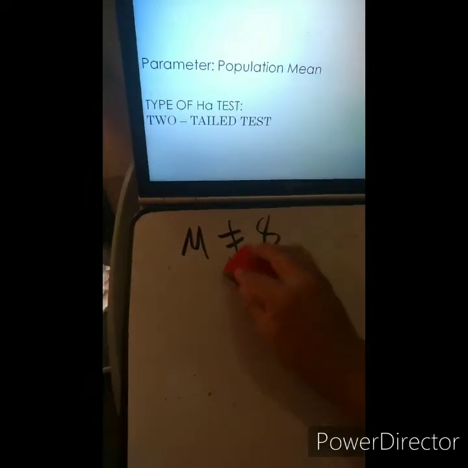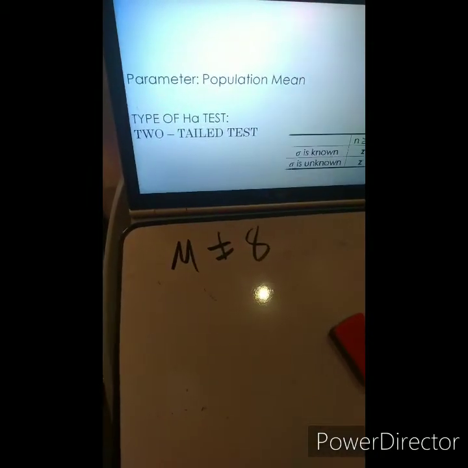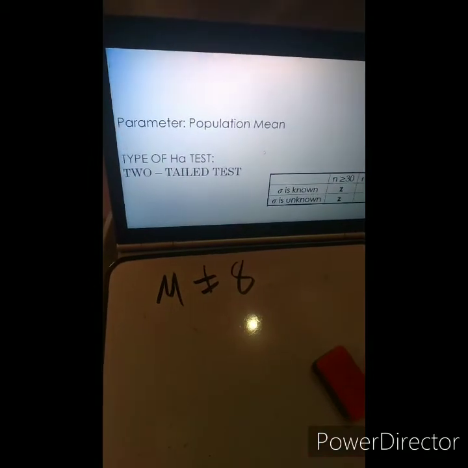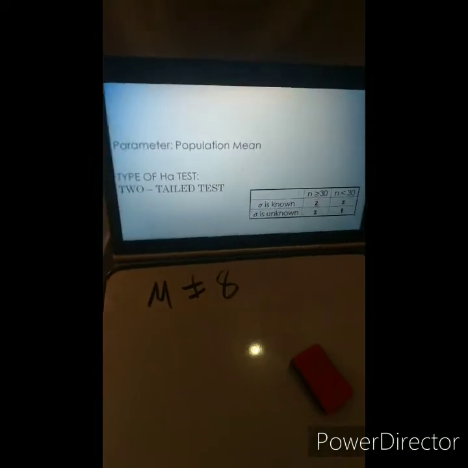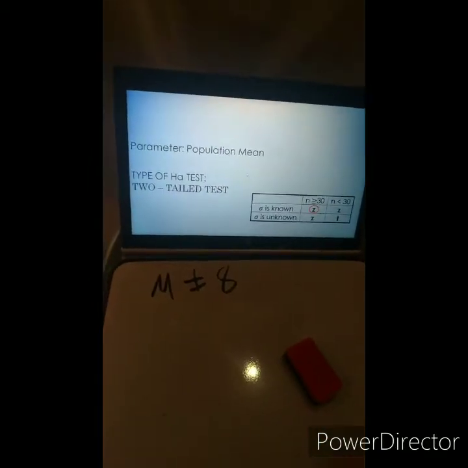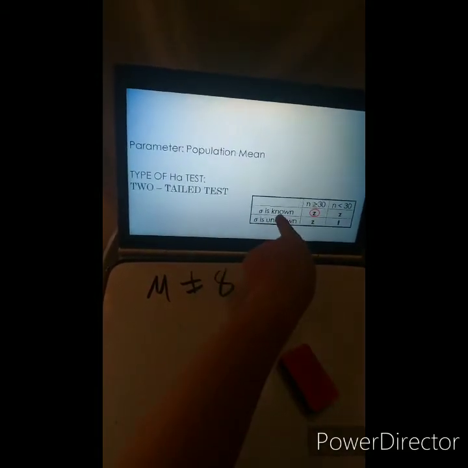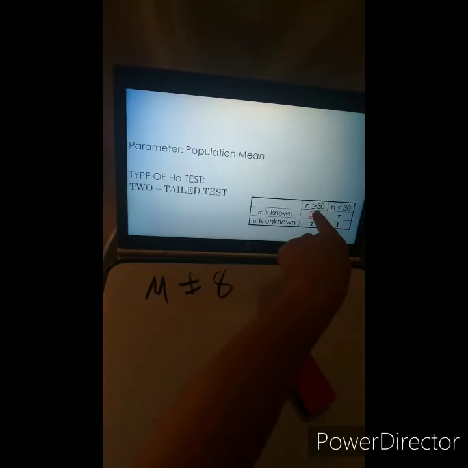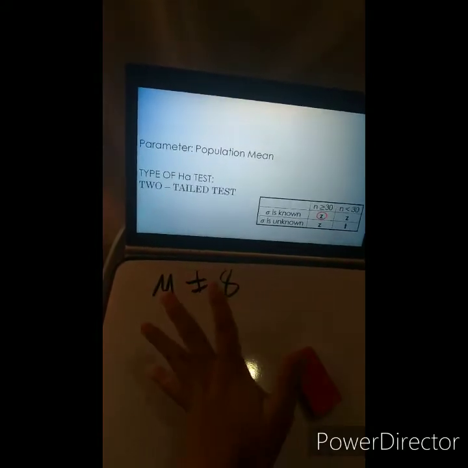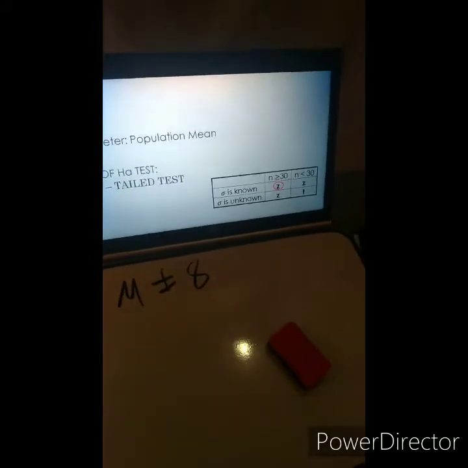Okay? So two-tailed test. And let's identify what we are going to use. Of course, we are going to use the z-test because the population standard deviation is known and n is greater than or equal to 30. What is our n again? It is 45.